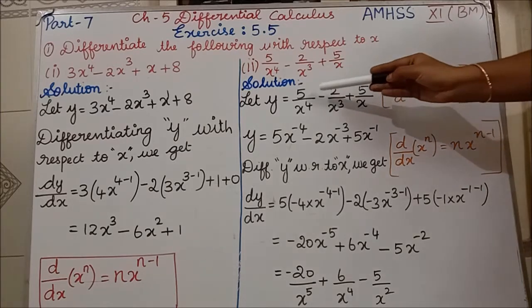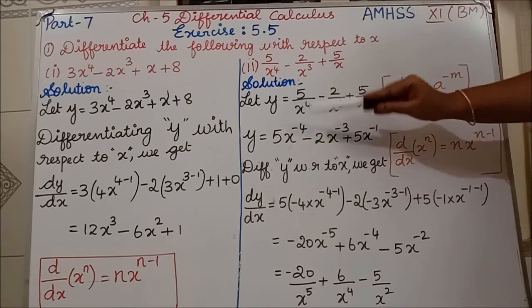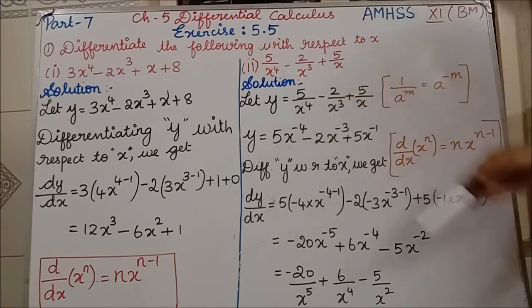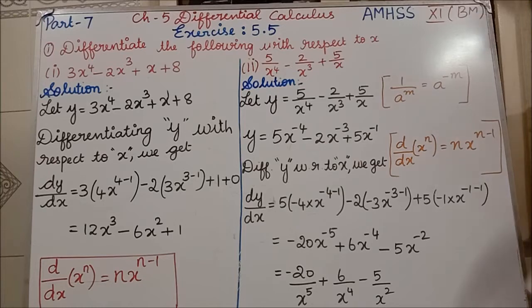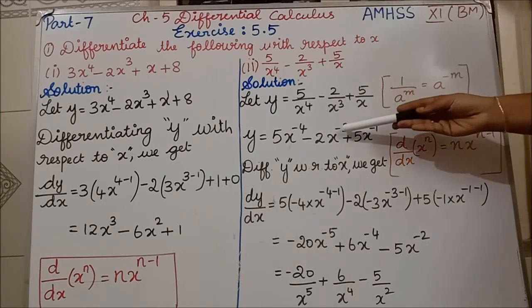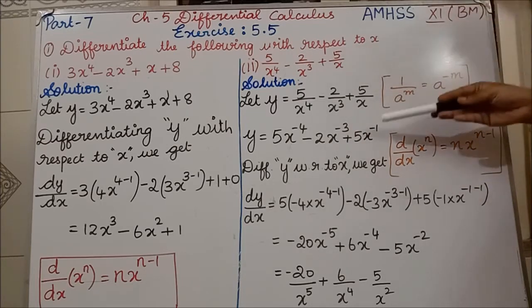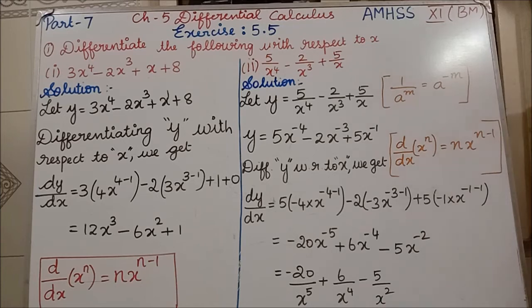The numerator part we are not changing anything. 5 x power positive 4; when you bring it to the numerator, it will become negative 4. Here minus 2, this x cube if it comes to the numerator, it will become minus 3. Plus 5, this x if it comes to the numerator, it will become minus 1. Clear all of you?